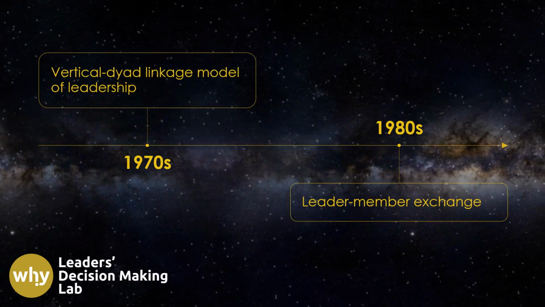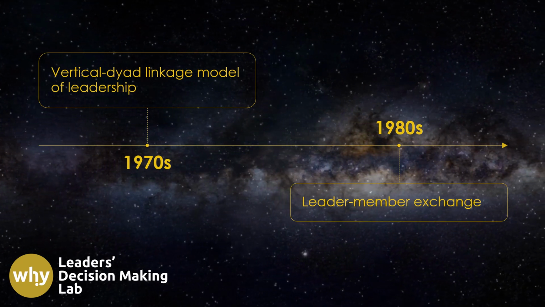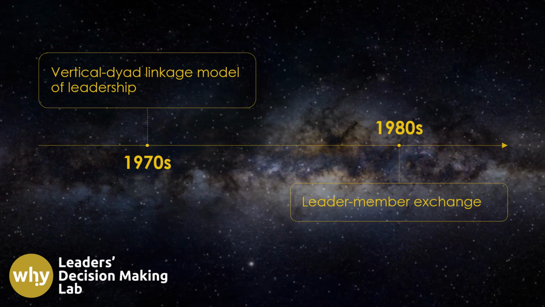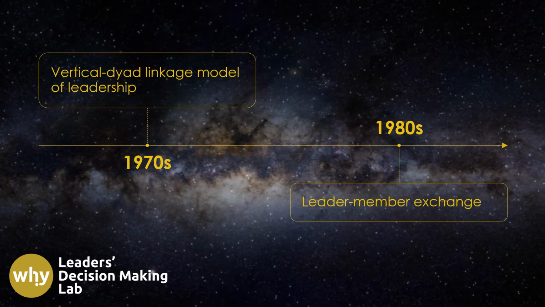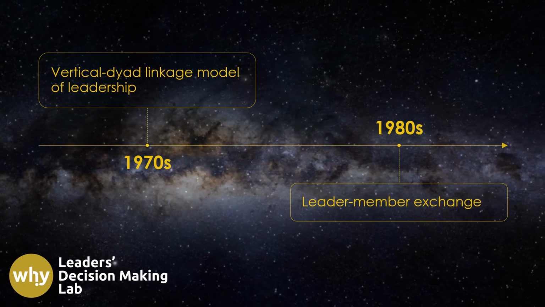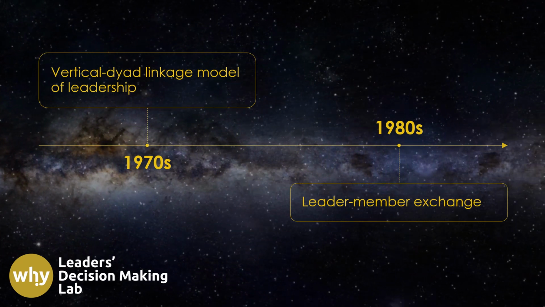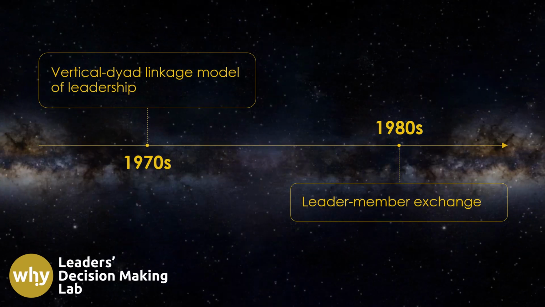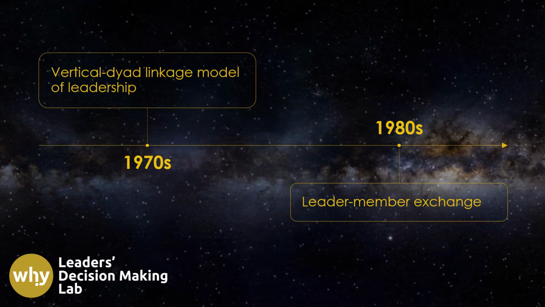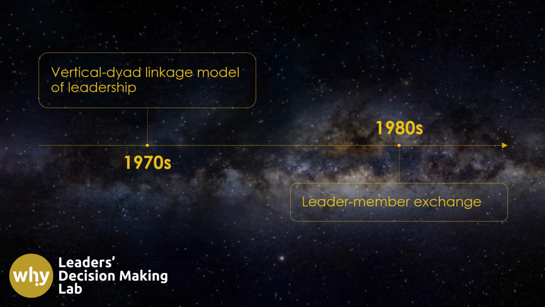In the 1980s, researchers transitioned from the vertical dyad linkage model to leader-member exchange, with a specific focus on jobs and task domains. This shift led to the integration of previous theories like organizational citizenship behavior and perceived organizational support, solidifying leader-member exchange as a popular theory.